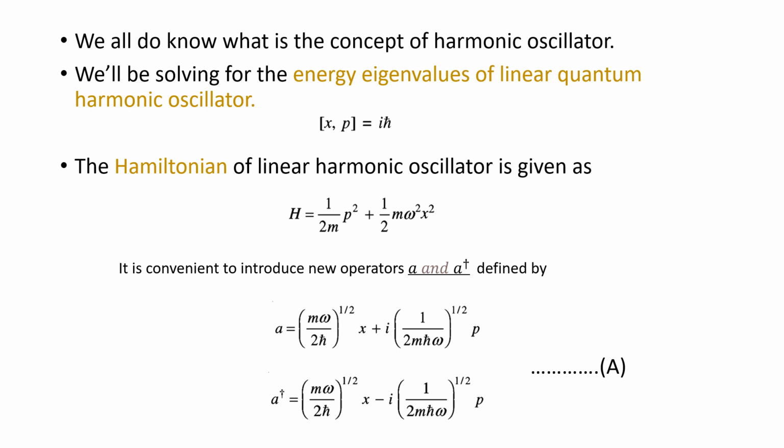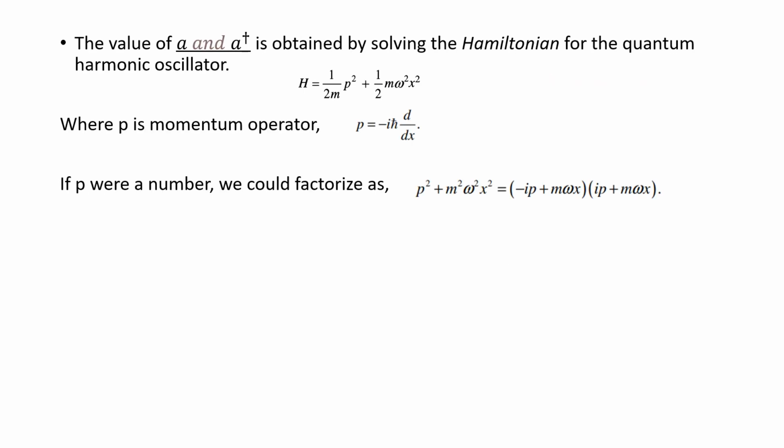The values of operators a and a† are obtained by solving the Hamiltonian for the harmonic oscillator. We have seen the Hamiltonian of the harmonic oscillator as H = p²/2m + mω²x²/2, where p is the momentum operator, given by p = -iħ d/dx. Here, if we consider p as a number, we could factorize p² + m²ω²x² = (-ip + mωx)(ip + mωx).